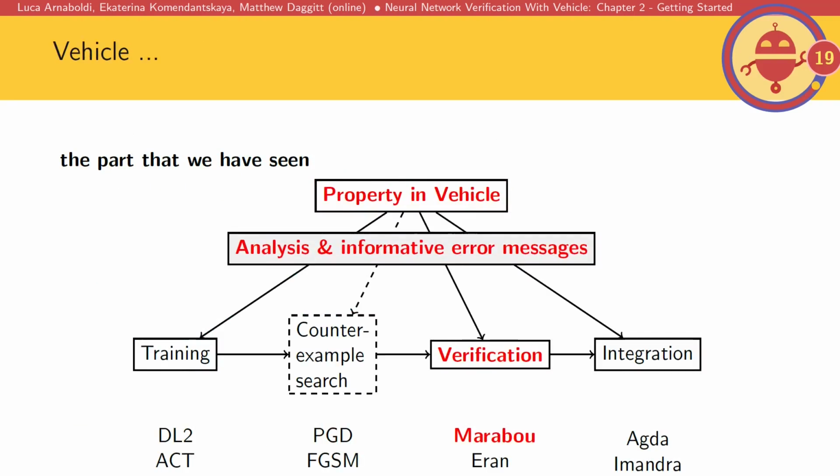All right. So the part we have just seen in the vehicle picture is this property analysis and informative error messages, and then compilation down to Marabou, and then getting answers from Marabou. So we have 3 more blocks to cover today.